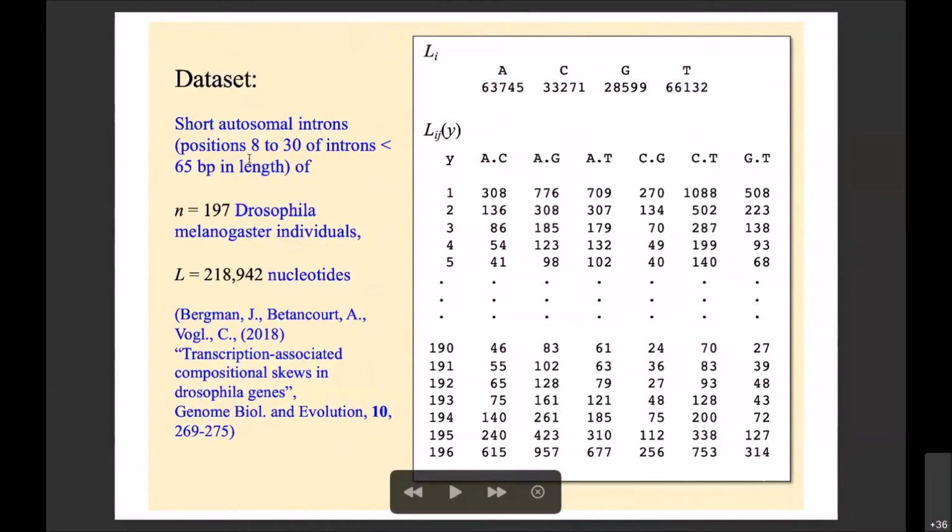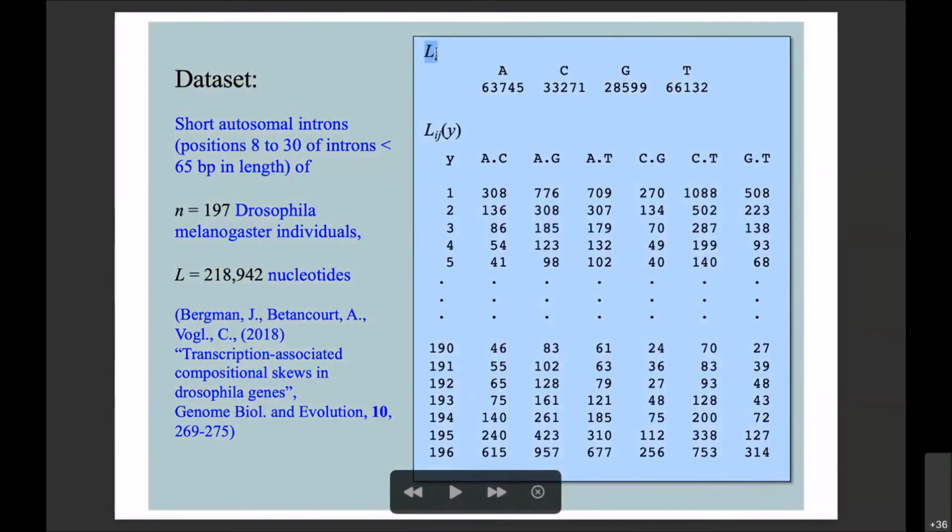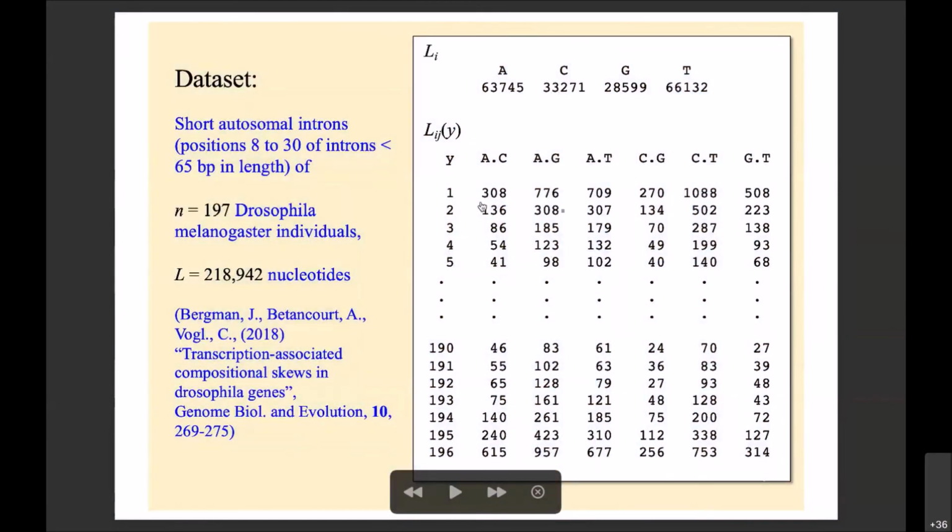It was short autosomal introns. I'm glad the experimentalists know what some of these words mean. Drosophila, I know what that is. It's fruit fly. I've got them growing in my compost bin at home. 197 of them. 200,000 nucleotides, which are believed to be neutral if you pick the right sort. Gives you a nice big table of the data, the non-segregating sites up here, that's the first row, and the site frequencies of the segregating sites.